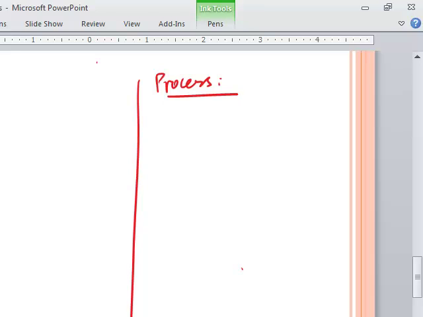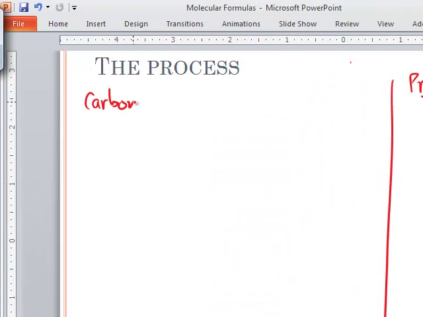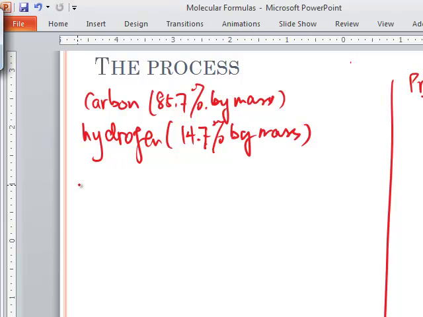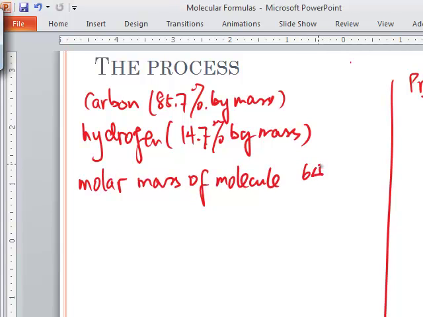There's a compound that has been analyzed to be composed only of carbon, at 85.7% by mass, and hydrogen, at 14.3% by mass. Additional information given is the molar mass of the molecule as a whole, which is 64.0 grams per mole. The question is, what is the molecular formula?